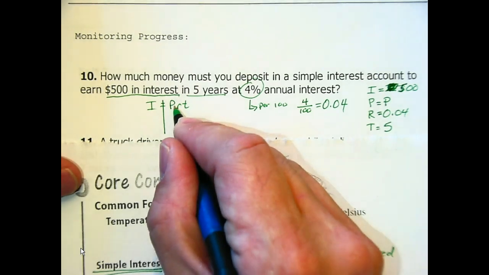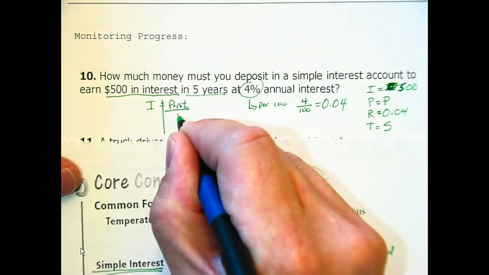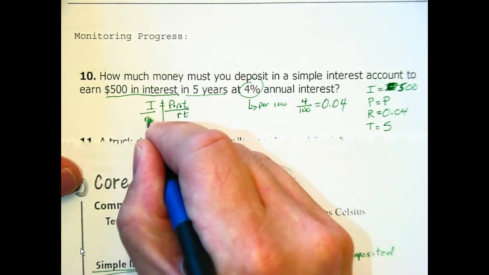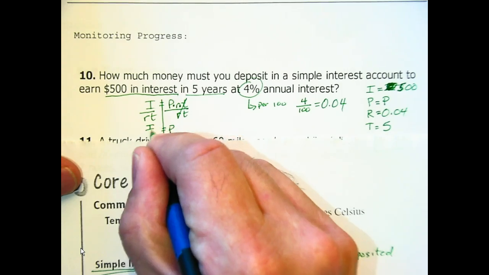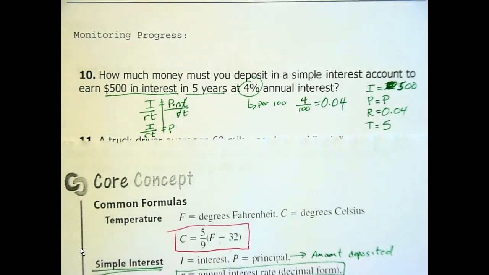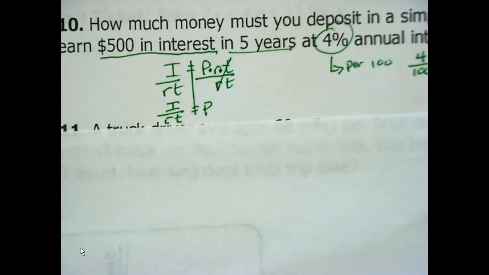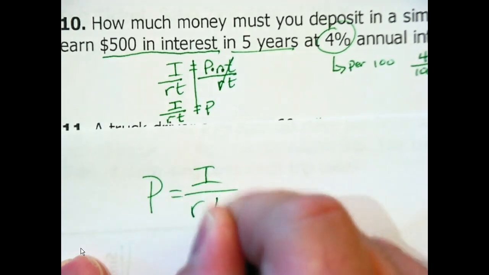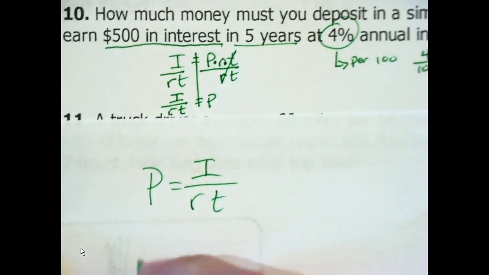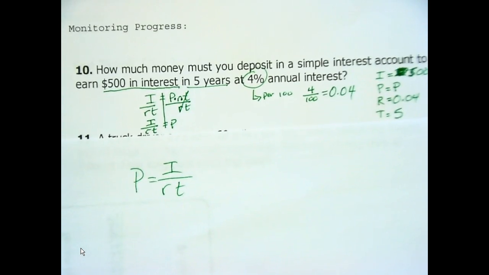So if I want to get P by itself, what do I do? Divide by? And we divide by both R and T. Okay, so really our principal is equal to our interest over the rate times time. Okay, so let me write that a little bigger so we can actually all see it. Our principal is going to be equal to the interest over the rate times the time. All right? With that, let's go ahead and find the principal.